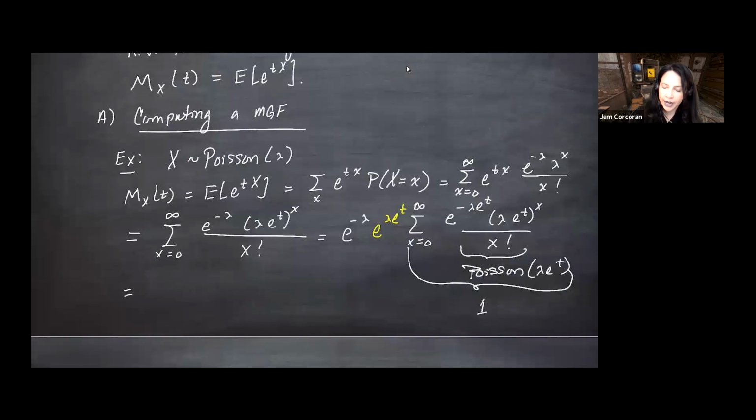And so the final answer here is going to be e to the... oops, sorry, no, I want to pull out the lambda, sorry about that. e to the lambda times (e to the t minus 1), which, because exponents on exponents on exponents gets a little tedious, we might write as exp of lambda (e to the t minus 1).